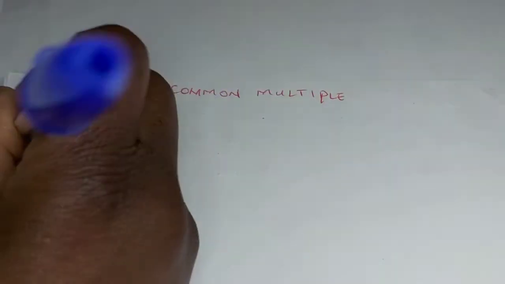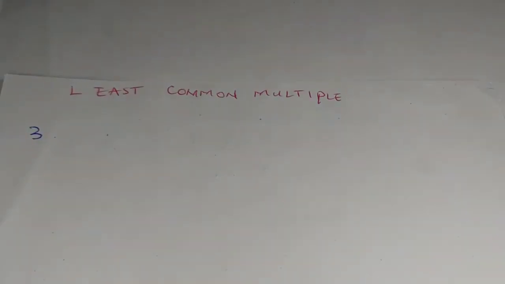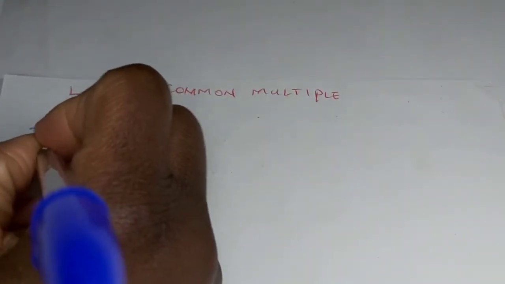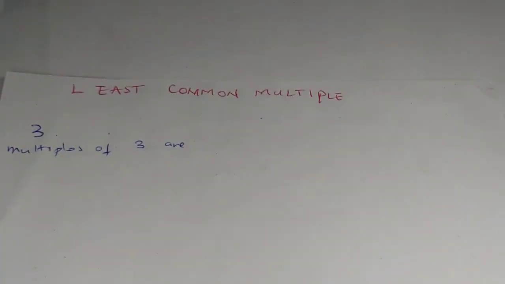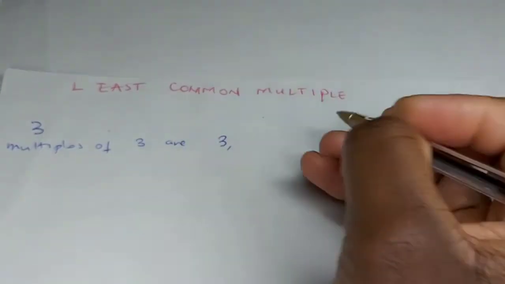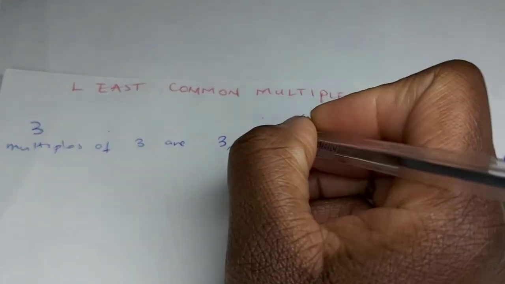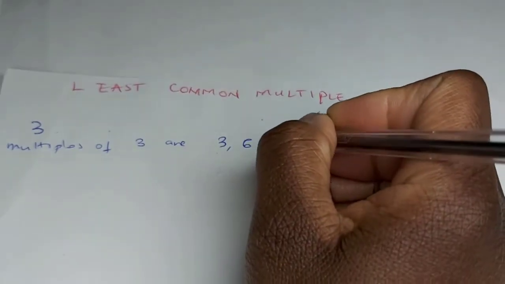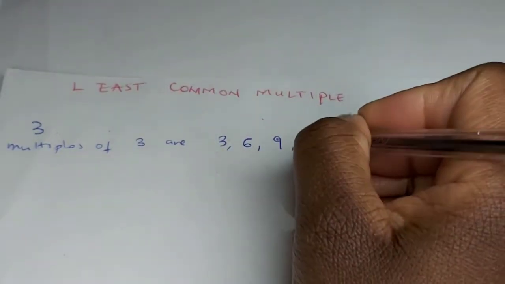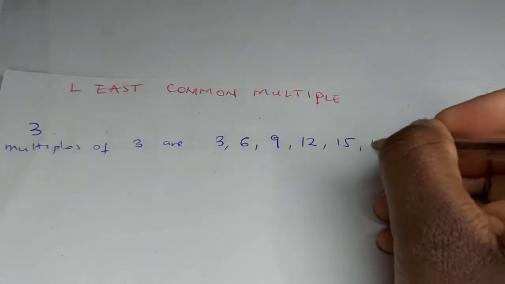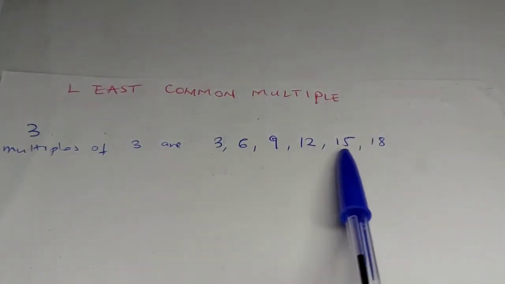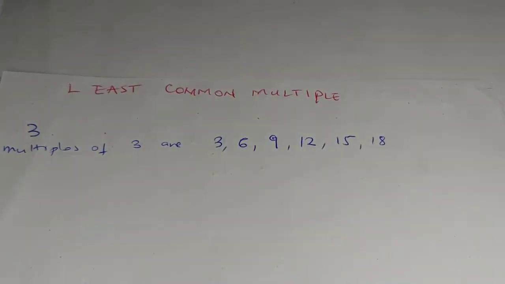Say my number is 3. Now find the multiples of 3. 3 times 1 is 3. 3 times 2 is 6. 3 times 3 is 9. 3 times 4, 12. 3 times 5, 15. 3 times 6, 18. And these numbers are the multiples of 3.